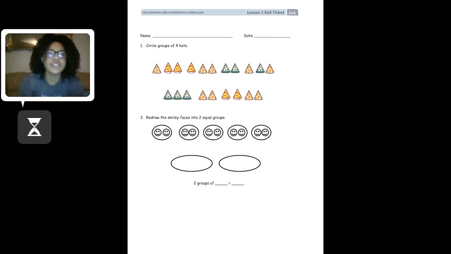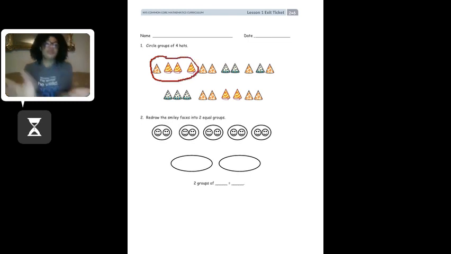So let's count. We have 1, 2, 3, 4 hats. So I'm going to circle 4. 1, 2, 3, 4 hats. So that's my first group. I circled 4 hats because the question said circle groups of 4 hats. So let's keep going. Let's draw another circle that has 4 hats in it.